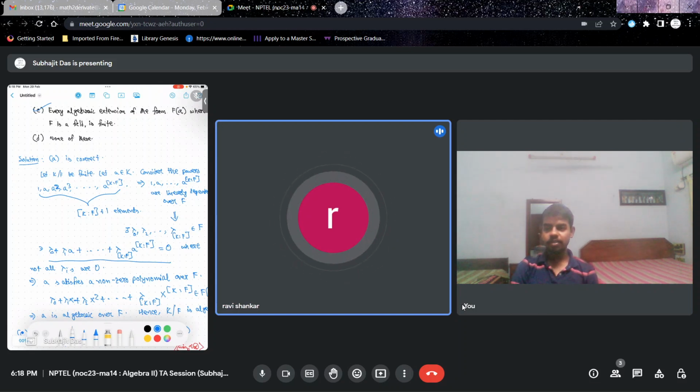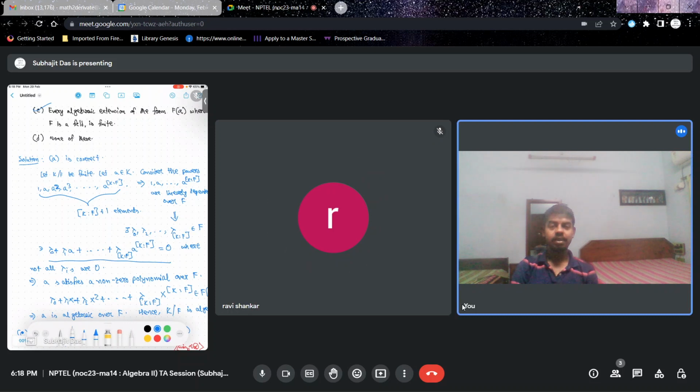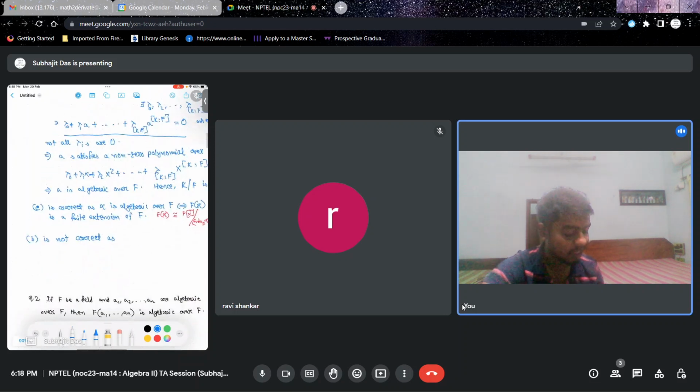Yeah, trivial extension is always finite. F is always finite over itself. Why? Because F as a vector space over itself is of dimension 1, right? So the degree is always 1. So that means it's a finite extension. But you need to come up with an extension which is algebraic but not finite. So this is what I leave for you.